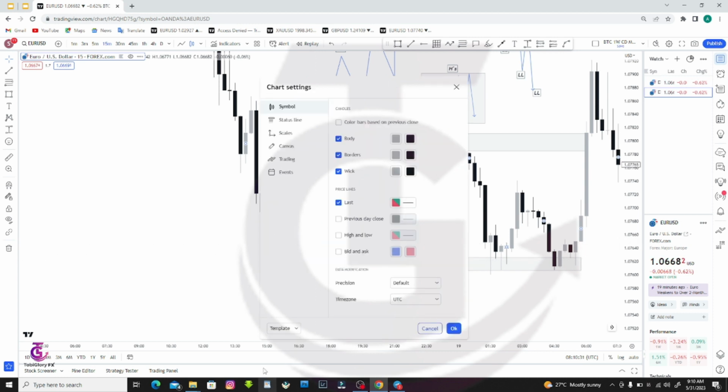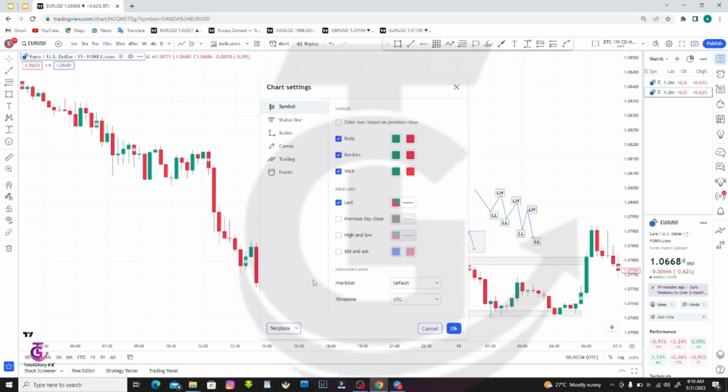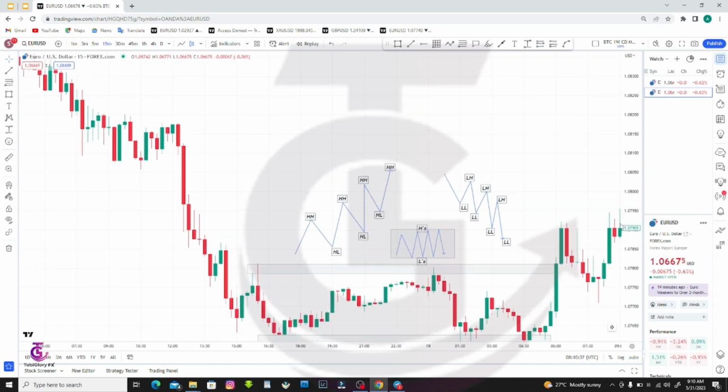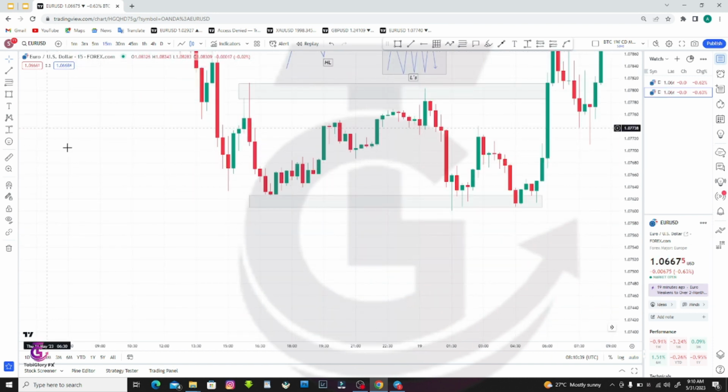I'm sorry, please let me change this for now. We have a bullish engulfing. Now this has given us a confirmation of buying to the nearest resistance zone.